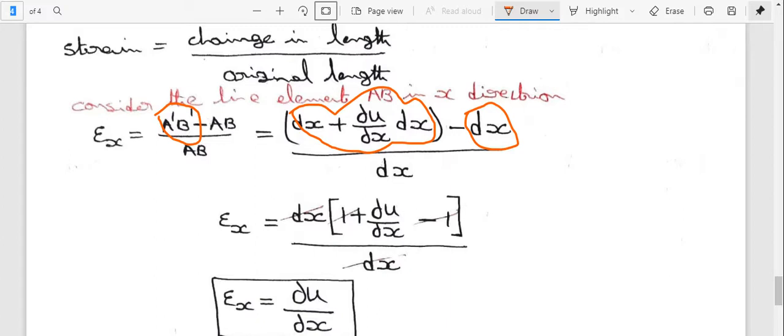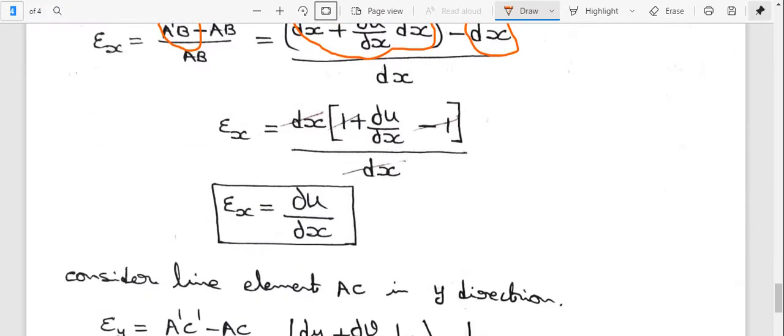So in this equation we can take it from this a dash b dash minus AB. Here dx is the common factor. So I am considering dx of 1 plus dou u by dou x minus 1, whole divided by dx. Here dx gets cancelled and 1 minus 1 gets cancelled. So epsilon x is equal to dou u by dou x.